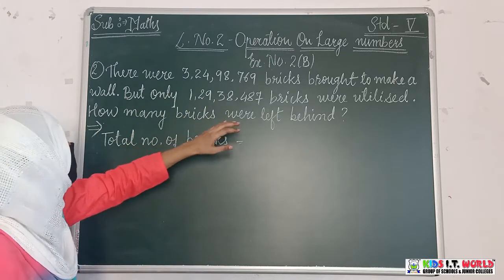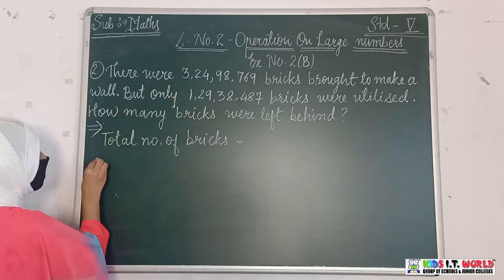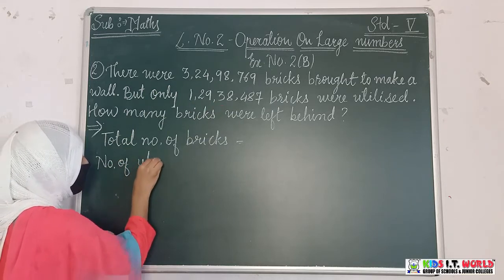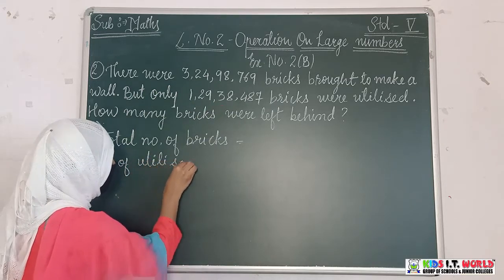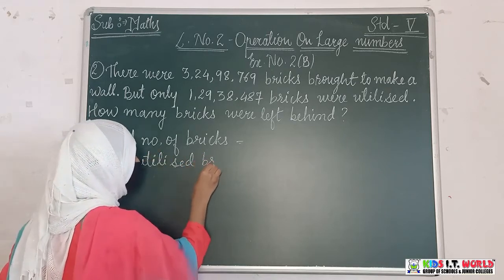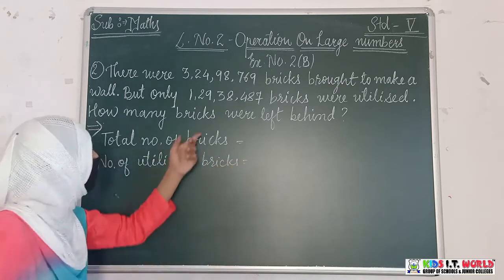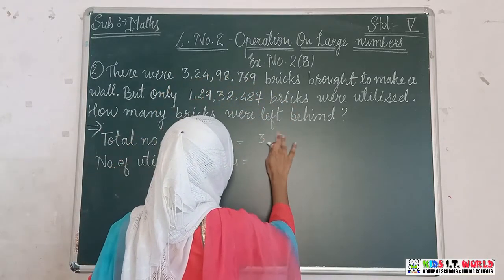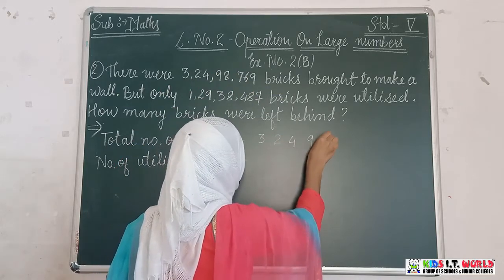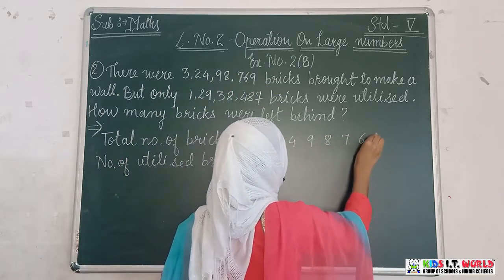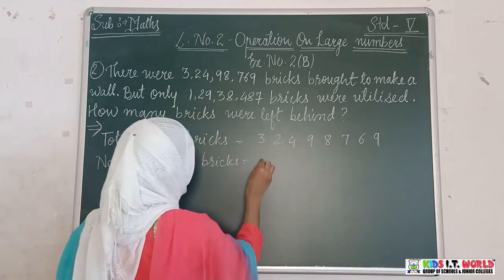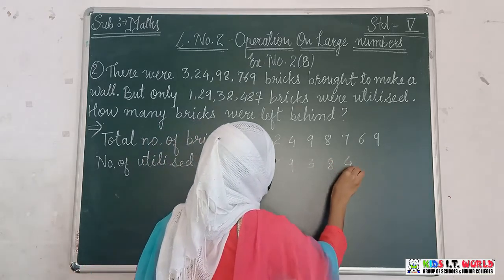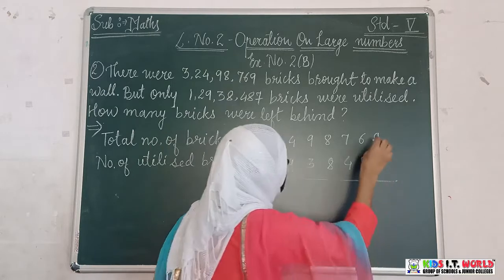Then what is next given to you? That utilized brick. So number of utilized bricks. Now write down the number in the proper way. So it is 3,24,98,769, and the next is 1,29,38,487. Write it in the proper way.